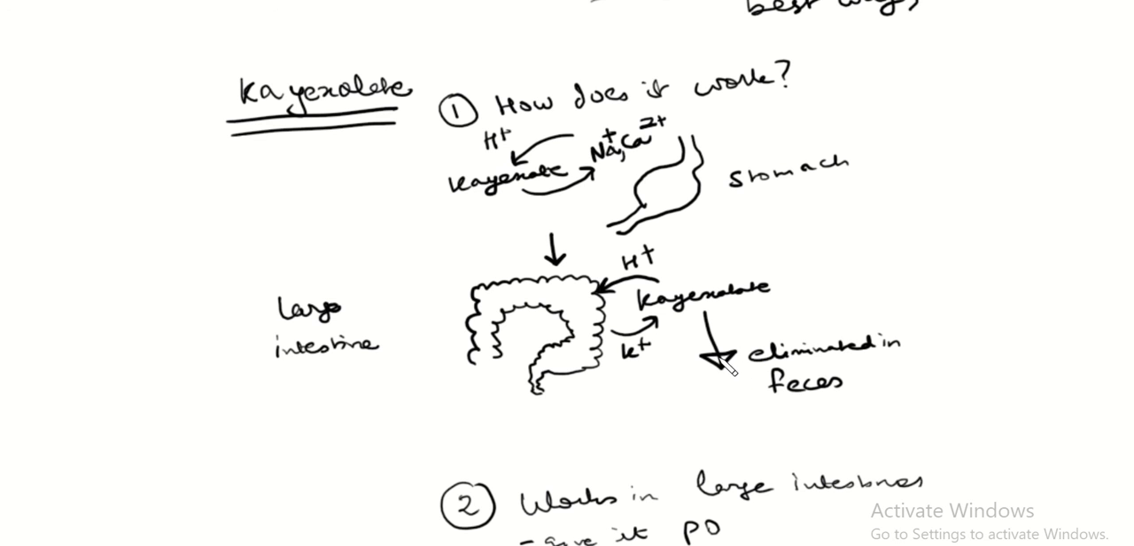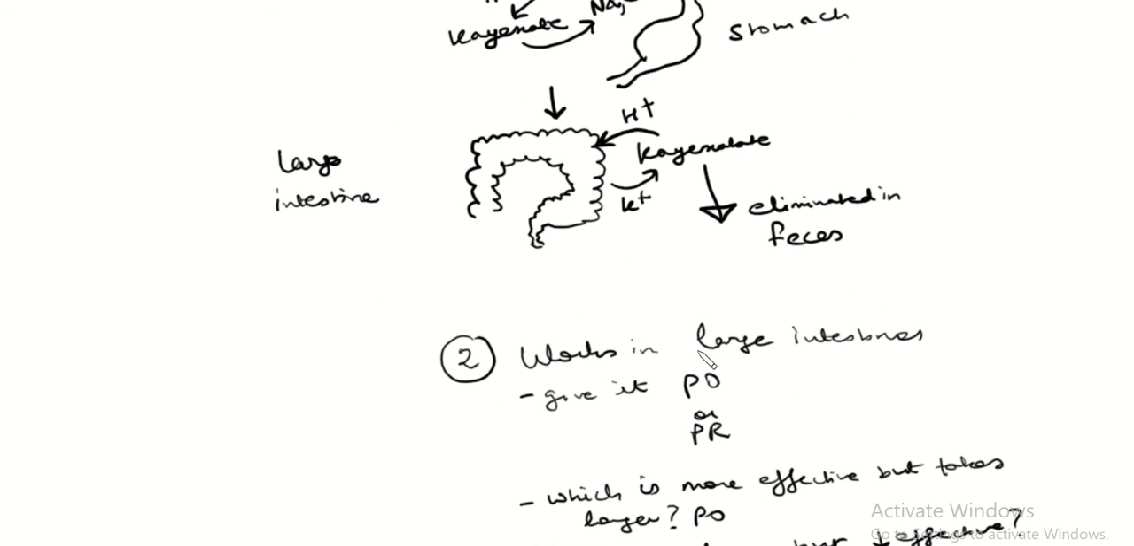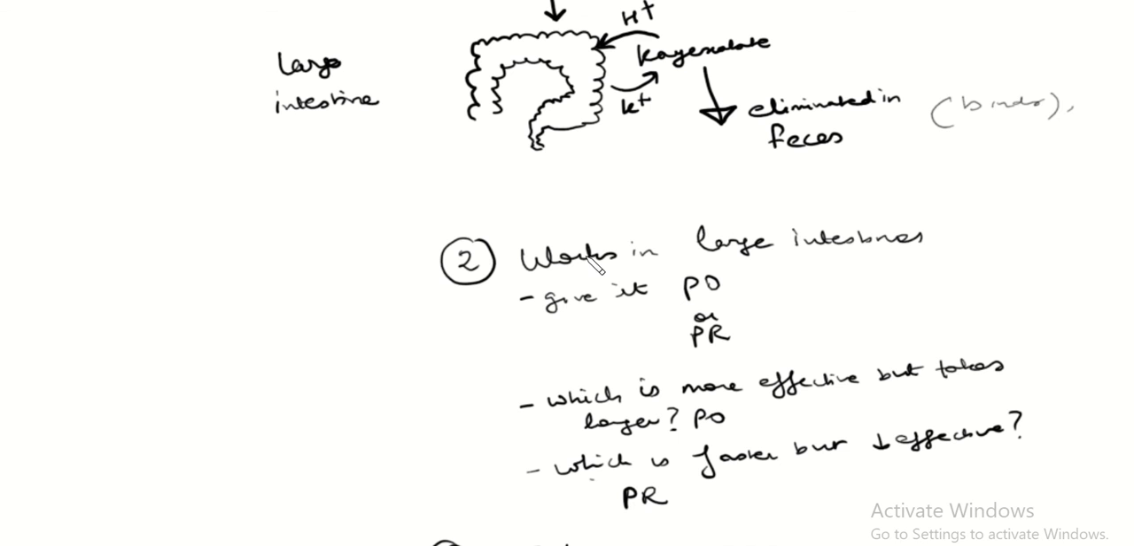So essentially, the Kayexalate's big work is done in the large intestine where it gives the hydrogen ion and takes up the potassium. And then we excrete that extra potassium in the feces, so it binds. So it's a resin that binds the potassium and takes it out. So that's what it does.